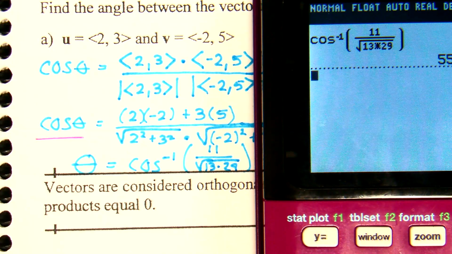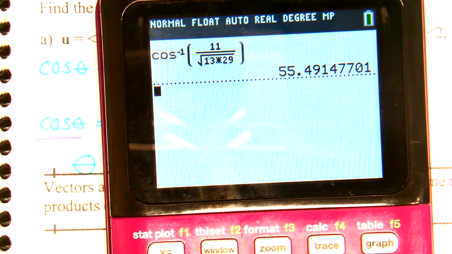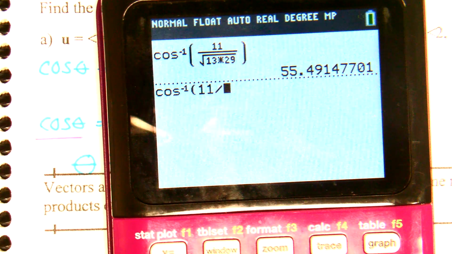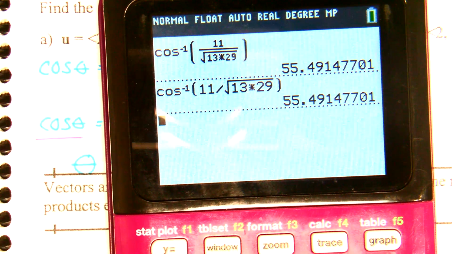However you did it, you can't see my answer. Did you get my answer? Because if you got my answer, then that means you did something right. If you're not a fraction bar person, you could do 11 divided by the square root of 13 times 29. As long as you make sure they're both in that radical, you can do it like that. Find something that works for you.